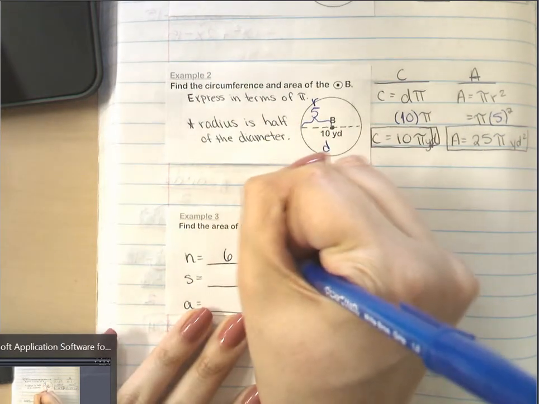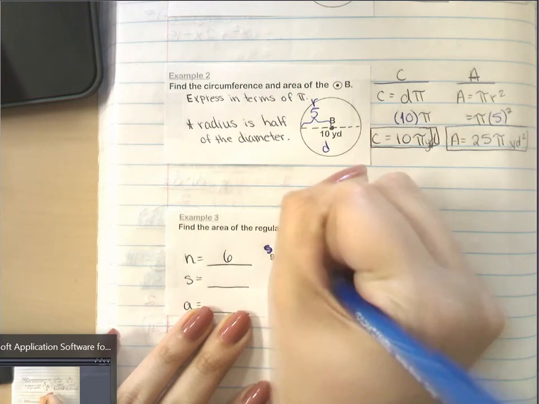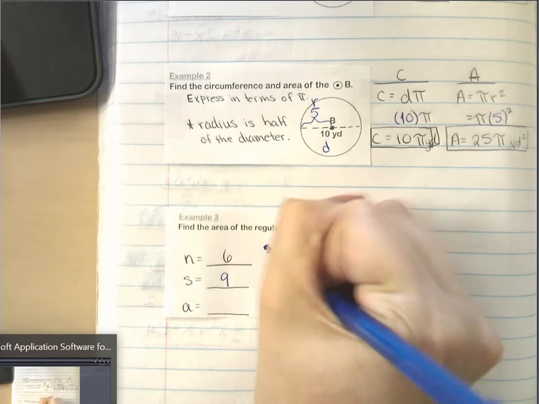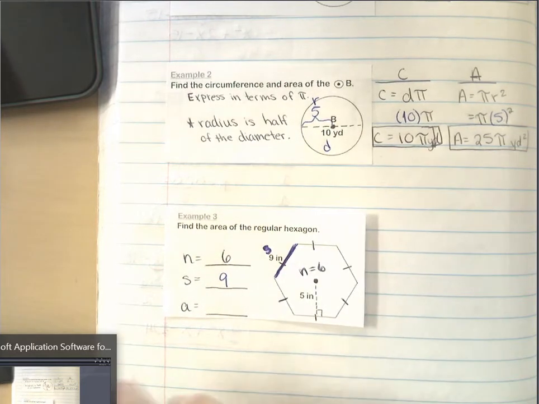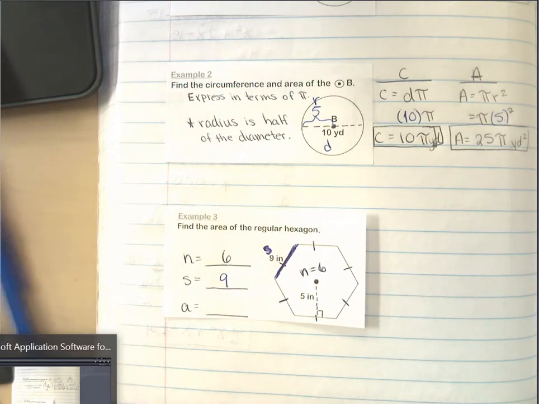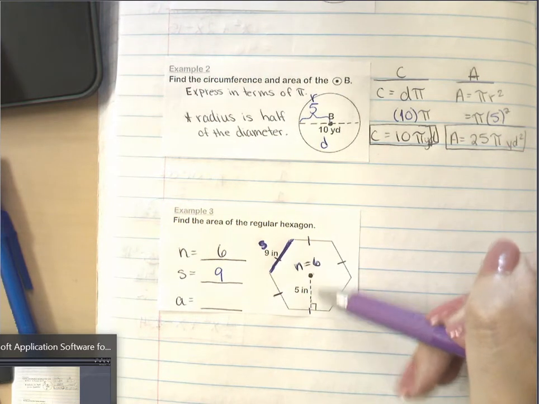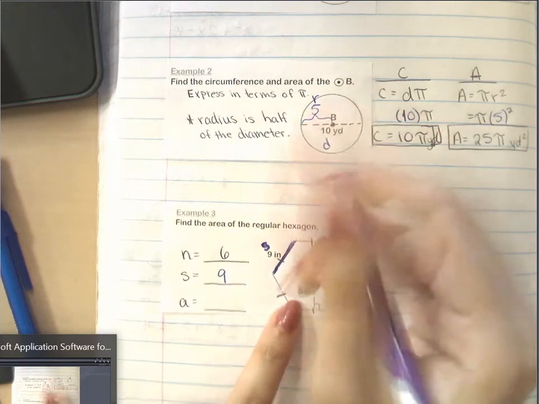I'll do it in blue. This is 9. And then the apothem, that is from the center to the center of one side. So the 5 is the apothem.